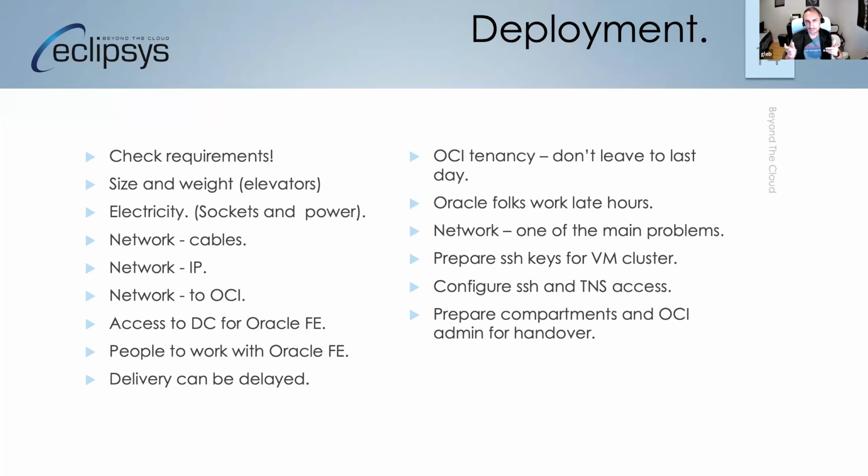Network, cables, length of the cables to connect your ExaCC to your switches, to your network. IP addresses, DNS, NTP, everything should be prepared in advance. And the network to OCI should have enough throughput because gigabytes of data will be flowing during the deployment and every quarter when you need to patch and update software.